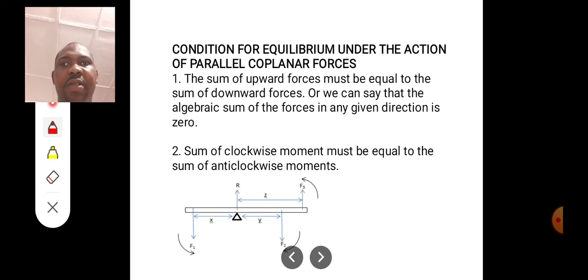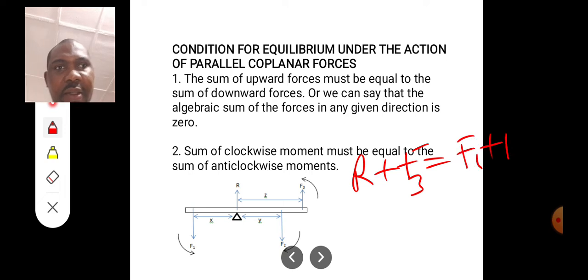Now, let's look at the condition for equilibrium under the action of parallel coplanar forces. We have two major conditions. There are three, but here we are looking at two of them. Number one is that the sum of the upward forces must be equal to the sum of the downward forces. Or we can say that the algebraic sum of forces in any given direction is 0. Look at this diagram. R and F3 are moving upwards, F1 and F2 are downwards. R is the normal reaction, the reaction on the knife edge. Since there are forces resting on the knife edge, it will experience a normal reaction. So we can say that R plus F3 is equal to F1 plus F2. Okay?